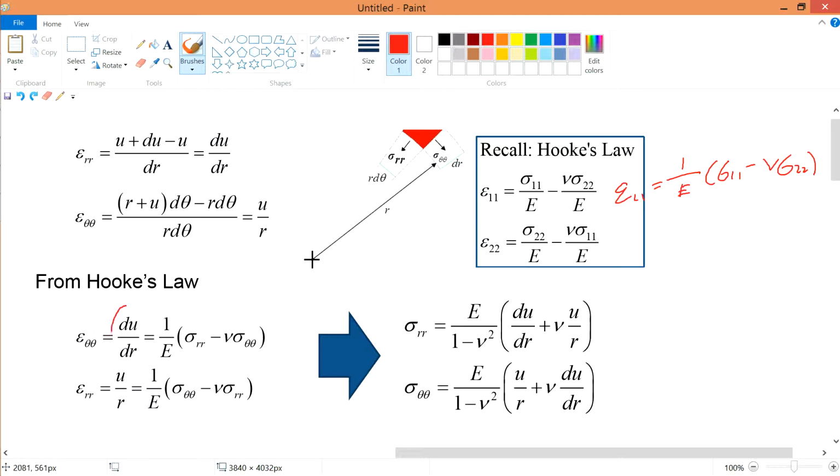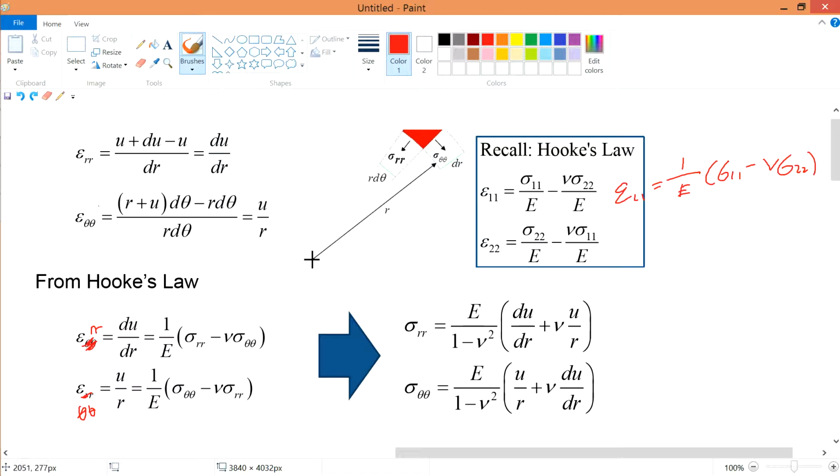So du over dr. In fact there is an error over here, this is actually RR, this is theta theta. Because our strain RR is du dr, this is du dr over here, but what he wrote is, instead of RR, theta theta. Just take note of that. So just simply sub in, this du dr is equal to 1 over E, sigma RR minus v sigma theta theta. This is an equation that I will highly recommend you take down, because it is for a 2D system.